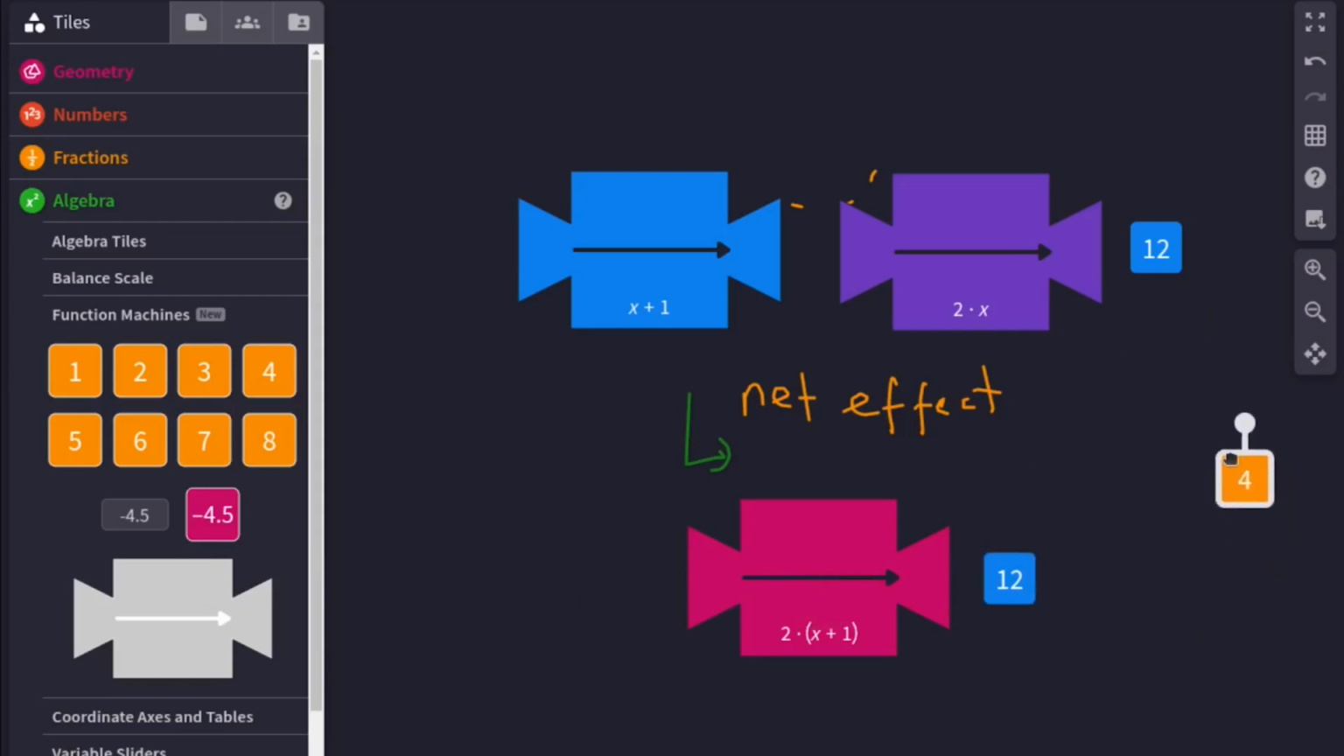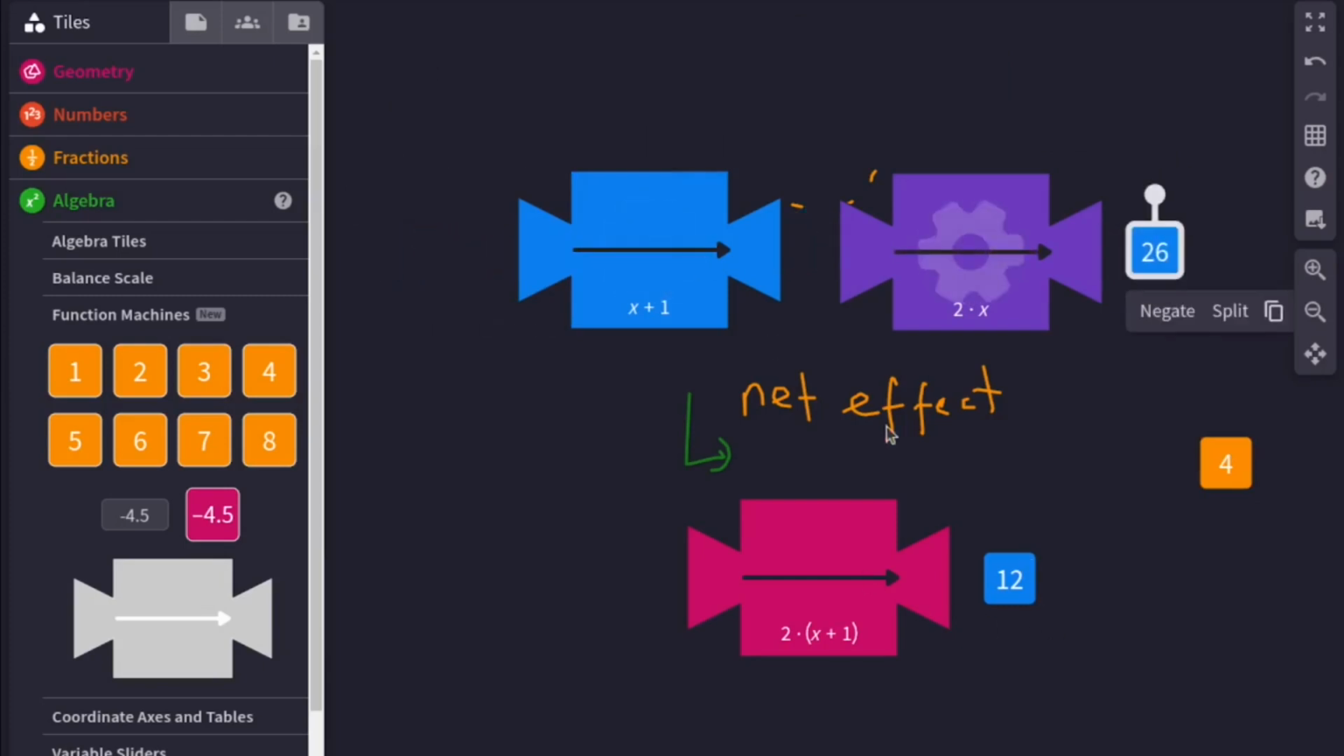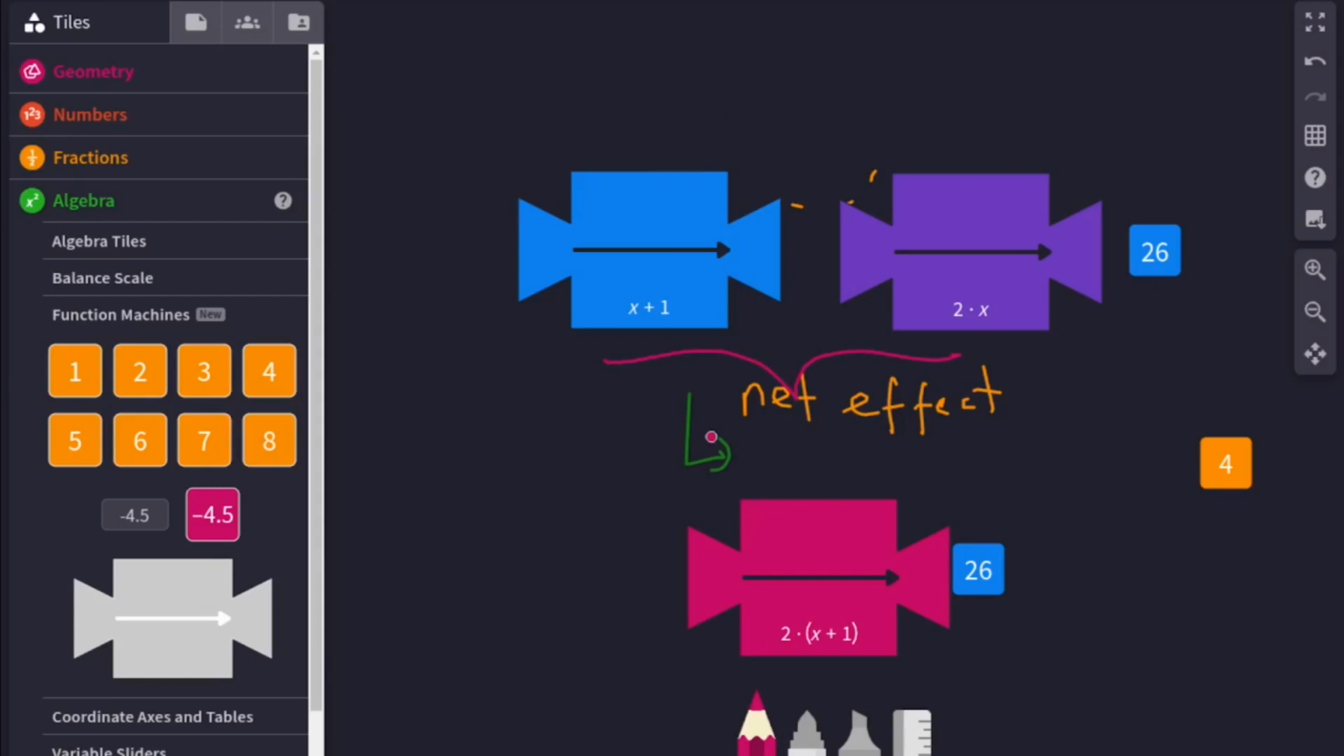We could try doing it again with 12. Let's see what that works. We get 26. Let me put 12 back in again. 26. So what this means is I've found an equivalent machine, a single machine that does the job of these two functions, which is adding 1 and then multiplying it by 2. So this is the composite function.